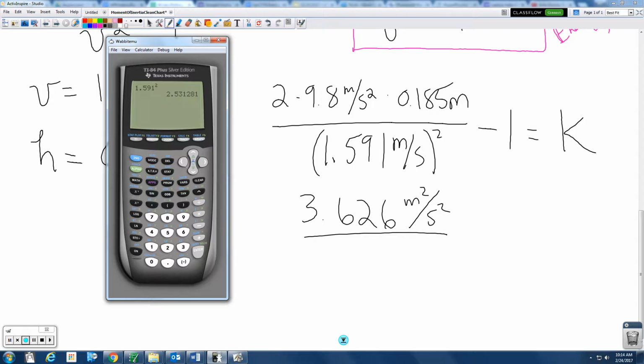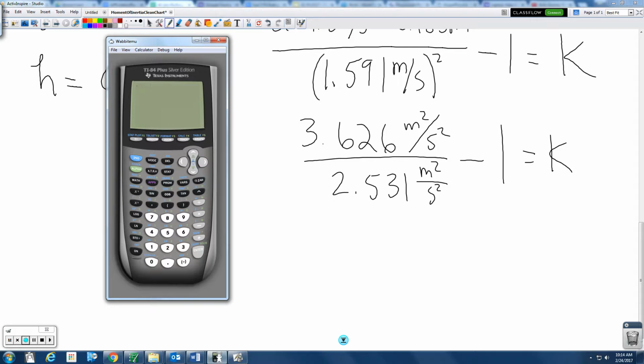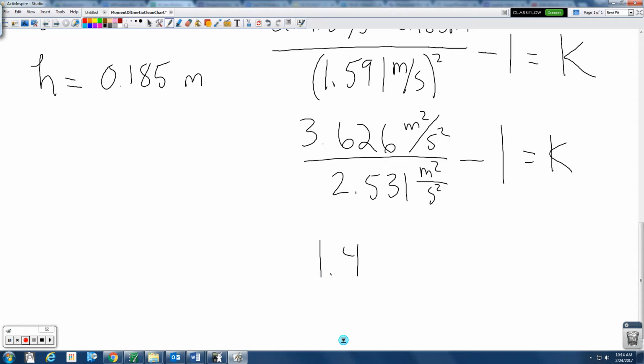How many digits am I working with? I can float as many as I want until the final answer here. But I'll keep 2.531. And this is velocity squared, so it's meters squared per second squared. So we see our units canceling out. I need to subtract 1 to get k. So I have 3.626 divided by 2.531. Excuse me. 1.433 if I round it. No units left. They cancel out. Minus 1 equals k.